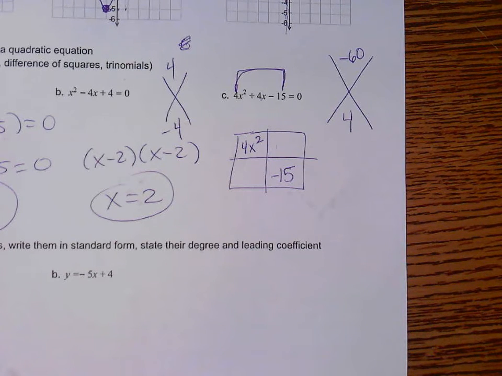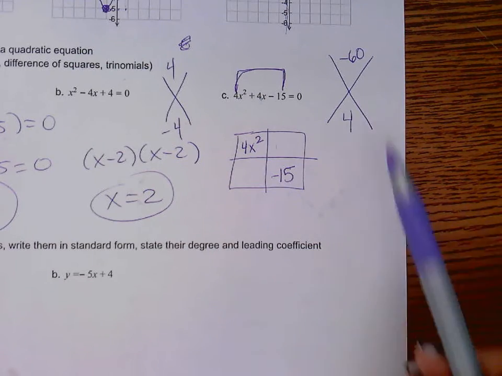Did anyone do this one successfully? What'd you get, Lily? Or what'd you get as your factors of -60?